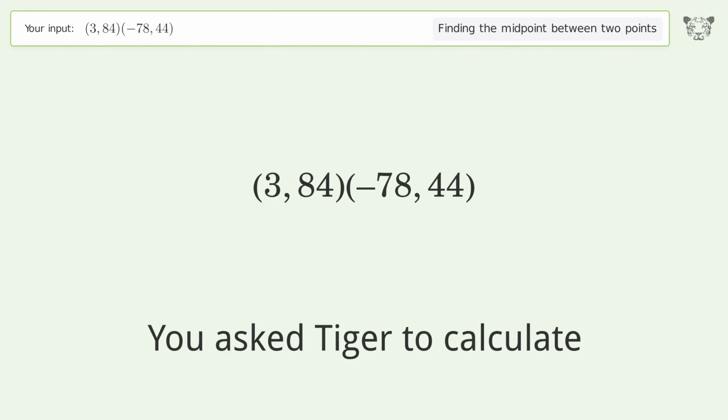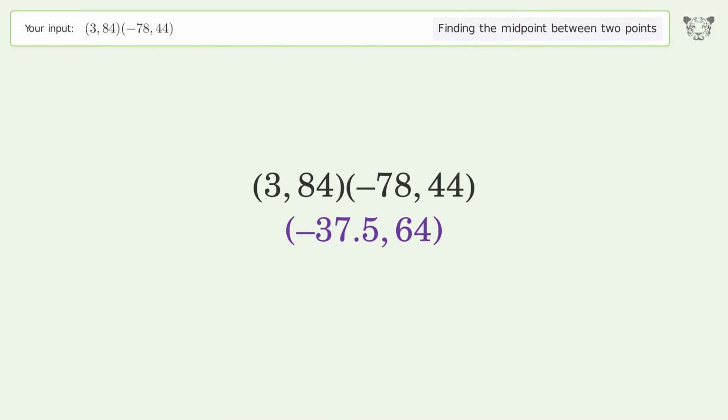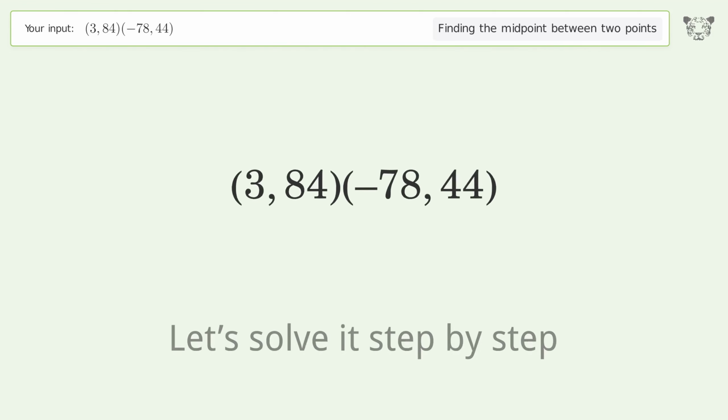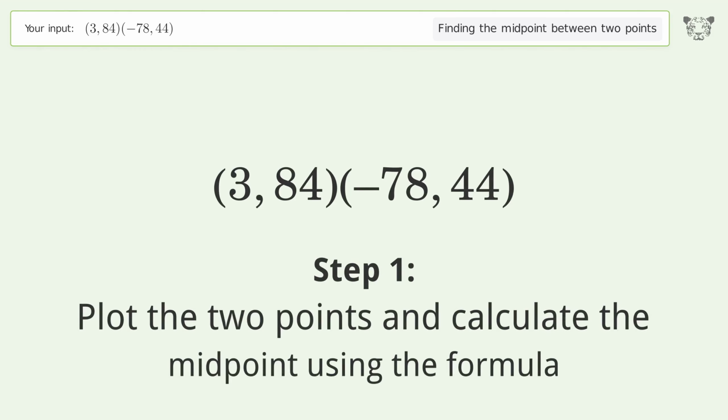You ask Tiger to calculate. This deals with finding the midpoint between 2 points. The midpoint between the 2 points is negative 37.564. Let's solve it step by step. Plot the 2 points and calculate the midpoint using the formula.